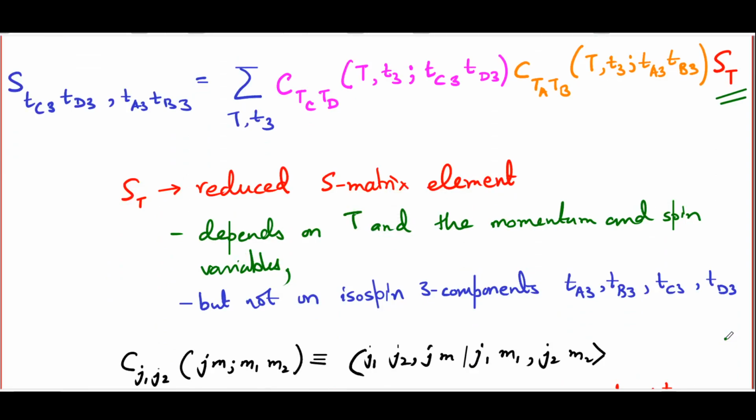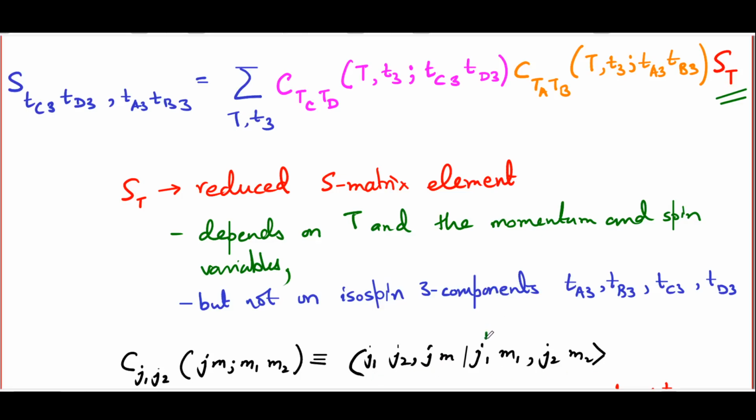The Clebsch-Gordon coefficients are the familiar quantities which may have been used in a slightly different notation here. They are nothing but the coefficients of J1, M1, J2, M2. So J1, J2 are the two labels sitting here, TC, TD in this case, TA, TB in this case. And M1, M2 are the corresponding T3 eigenvalues. So this notation is basically the coefficient of J1, M1, J2, M2 in the expansion of J1, J2, Jm.